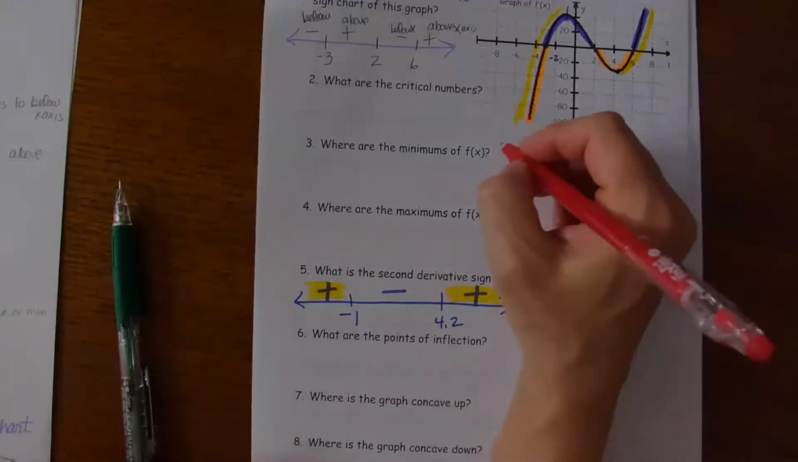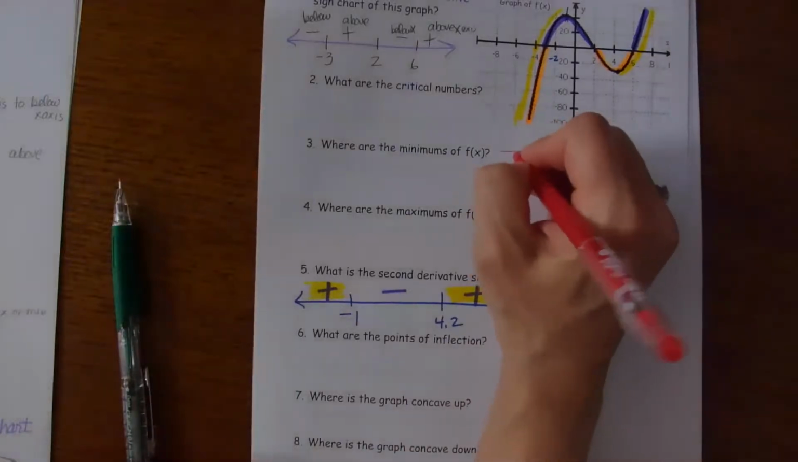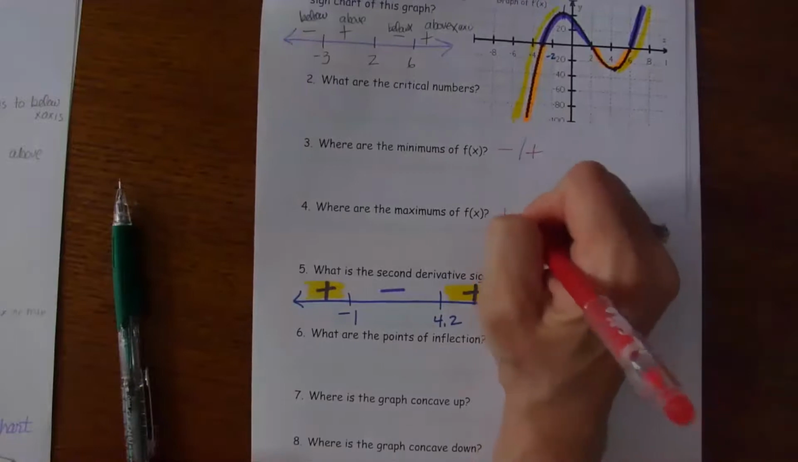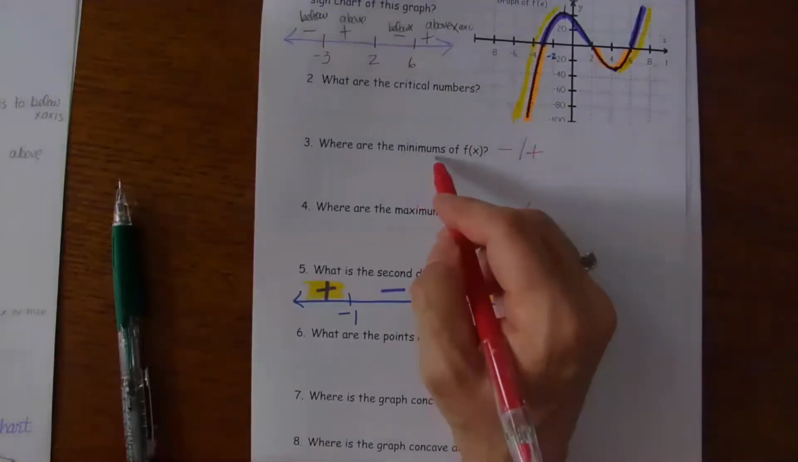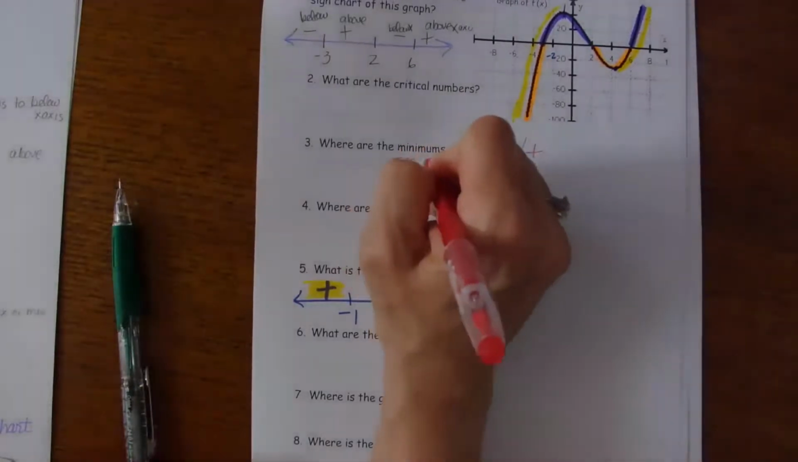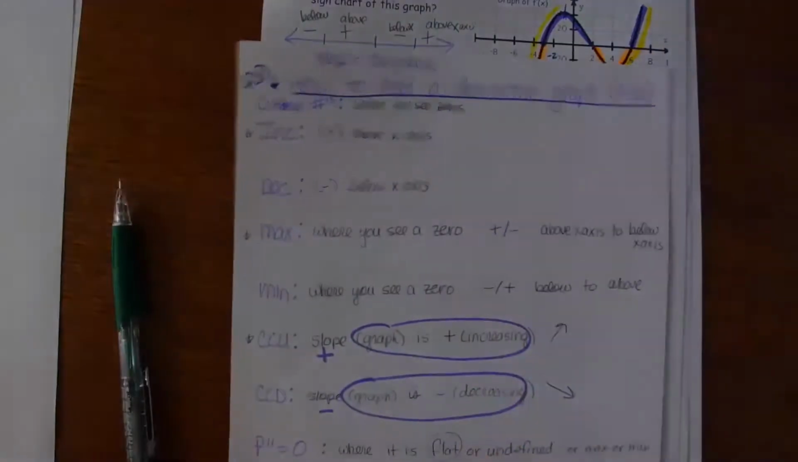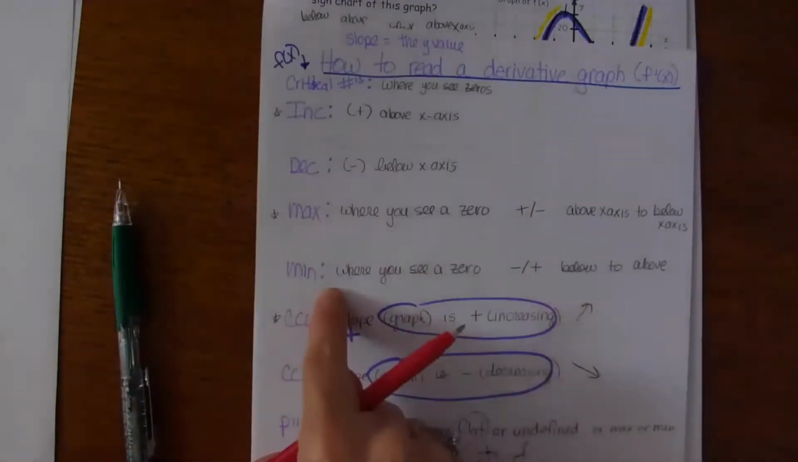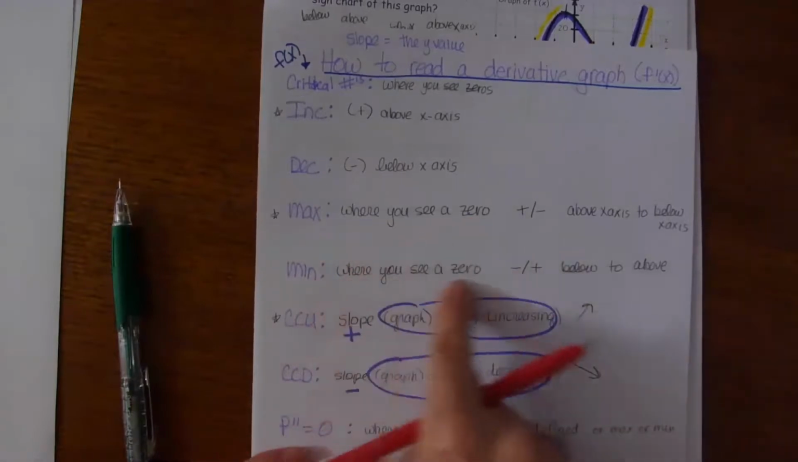Just for the minimums and maximums, whenever you're looking at those, are you looking at where they touch the x-axis and go from a negative? Remember, a minimum is negative to positive. A maximum is positive to negative, so it's where you see a 0. Okay, so make sure you write that on your chart. A min or a max occurs where you see a 0.